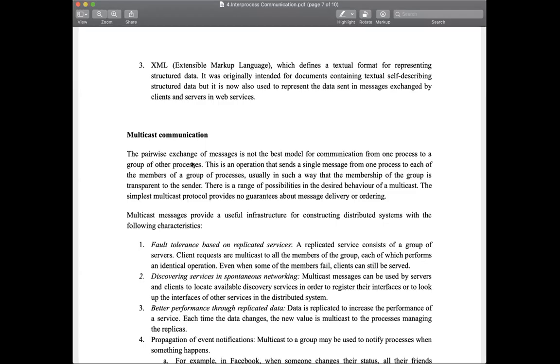But with multicast communication, the sender will send that message to the rest of the receivers, not only to one process. It is totally talking about multiple processes. That means in the receiving end, there will be multiple processes.